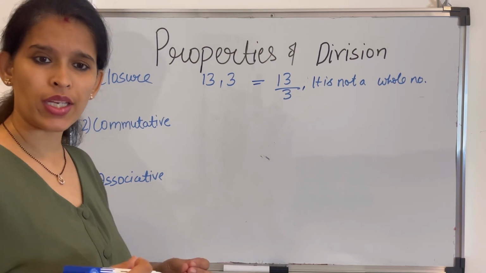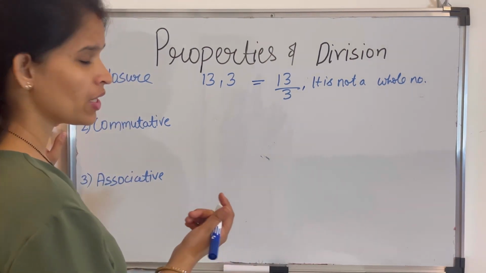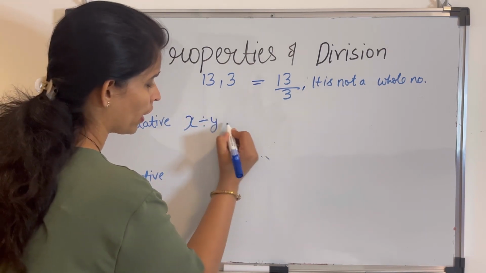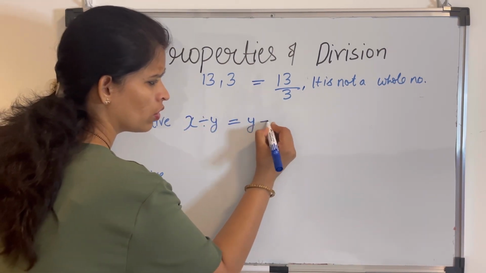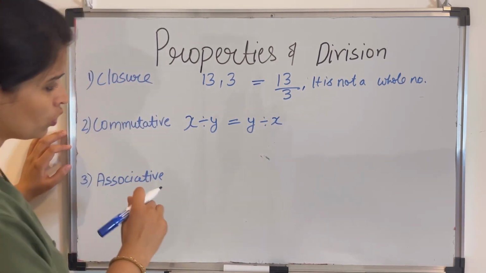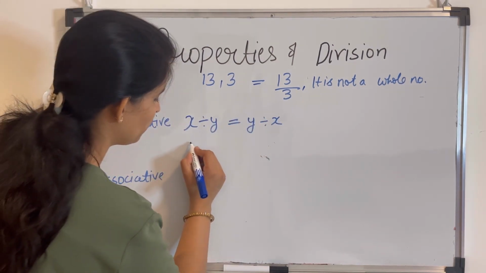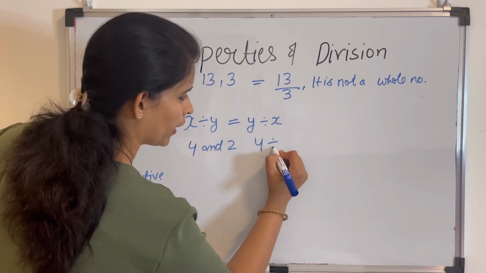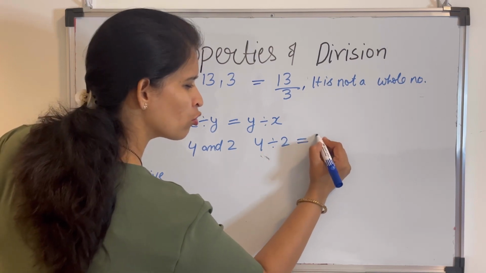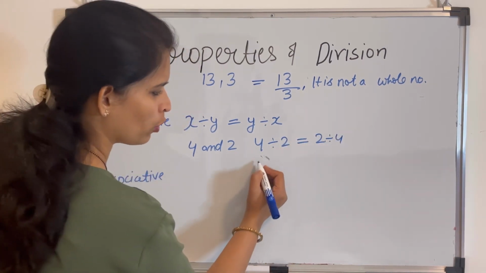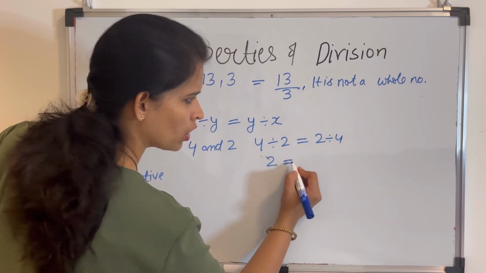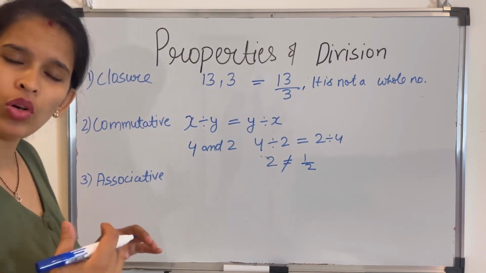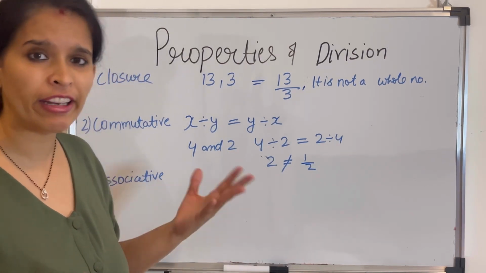Now the next one is the commutative property. Commutative means when we change the order, x divided by y should equal y divided by x. So if I take two examples, 4 and 2. 4 divided by 2, is it equal to 2 divided by 4? 4 divided by 2 is 2, but 2 divided by 4 is 1 by 2 and it is not equal. So commutative property doesn't hold in division.